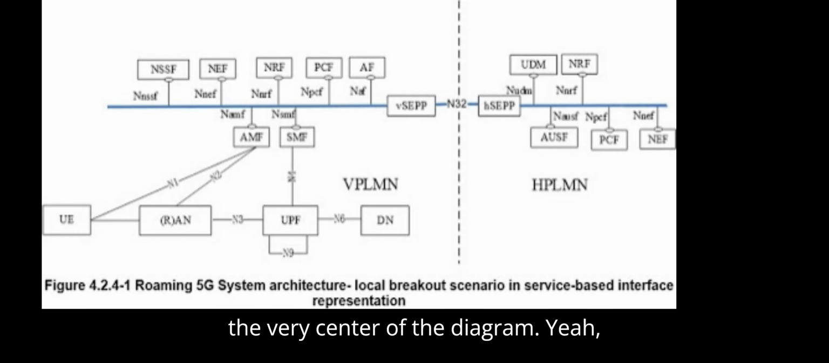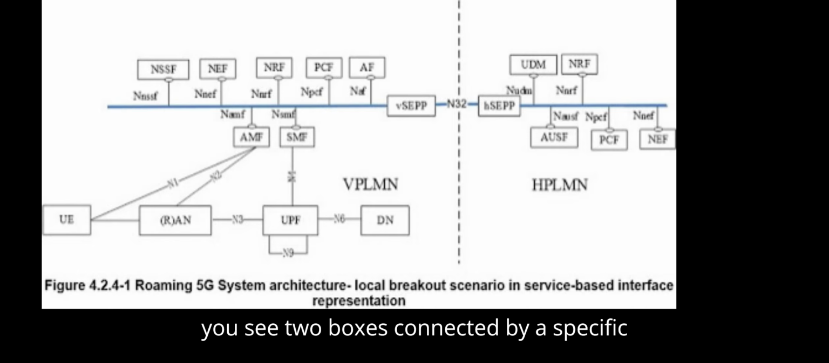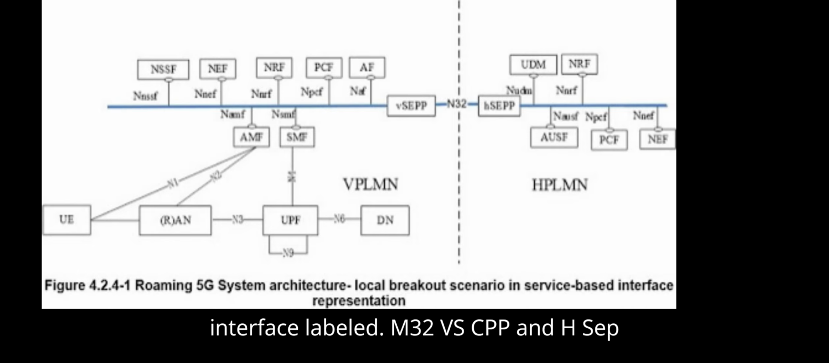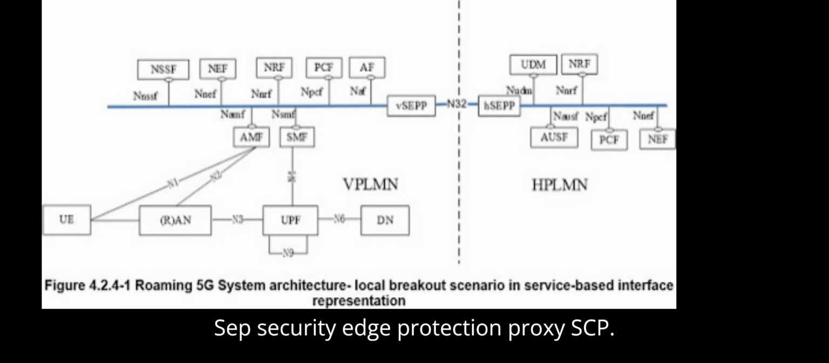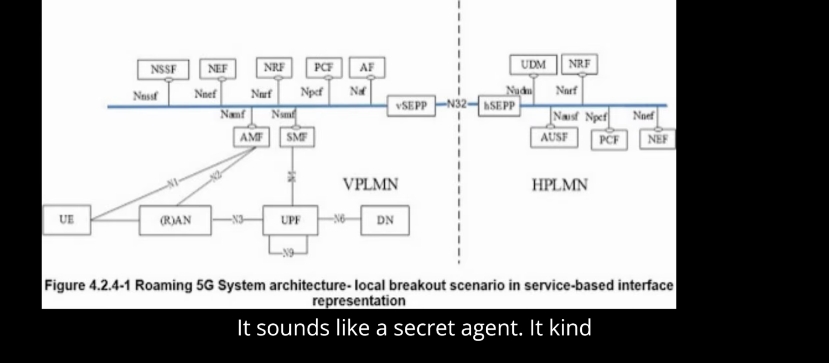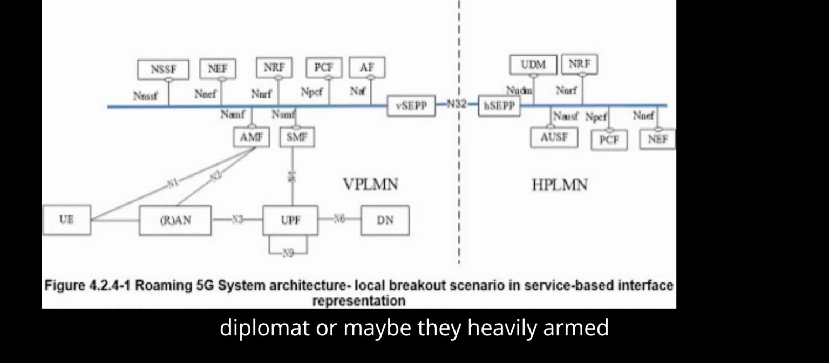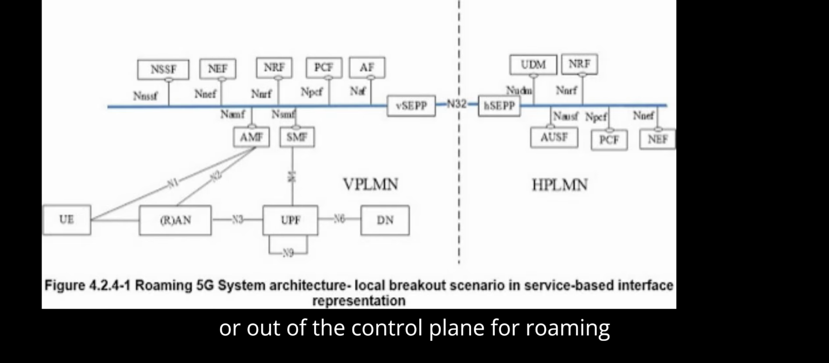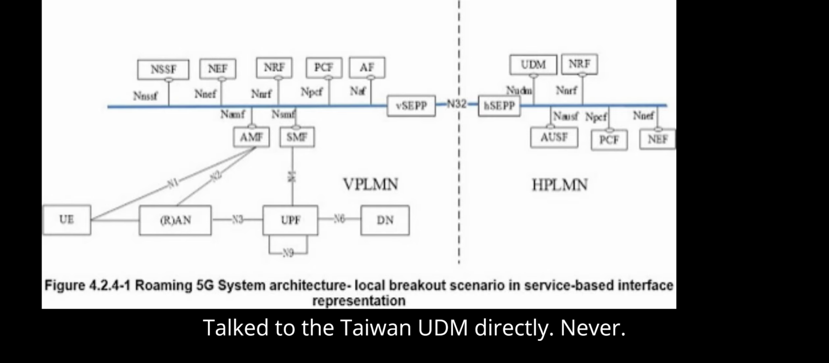Look at the very center of the diagram. Right there, straddling that dotted line. You see two boxes connected by a specific interface labeled N32. VSEPP and HSEPP. The SEPP, Security Edge Protection Proxy. SEPP. It sounds like a secret agent. It kind of is. Think of the SEPP as the diplomat. Or maybe the heavily armed border guard. It is the only door in or out of the control plane for roaming traffic. So the Japanese AMF doesn't talk to the Taiwan UDM directly?